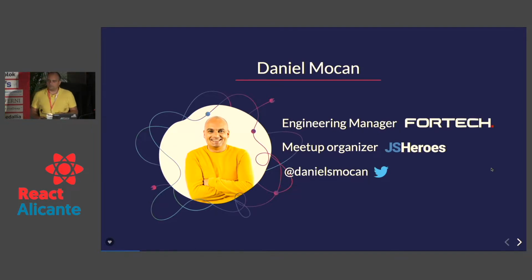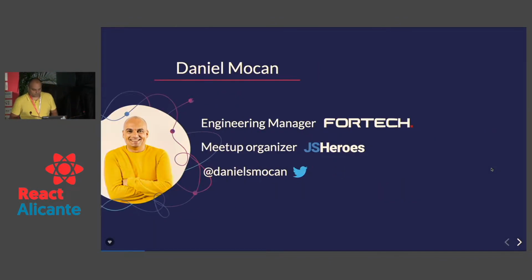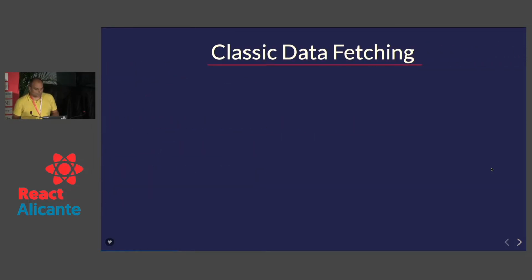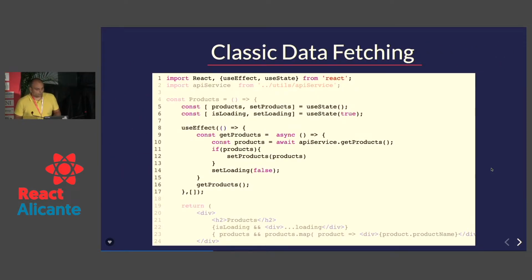So before we start and see how we can make it easy, we should first see how we would fetch data now in React without any help. So a classic data fetching would be something like this. In a use effect, you do a call to the API, you get the products or what you need, you set them on the local state.